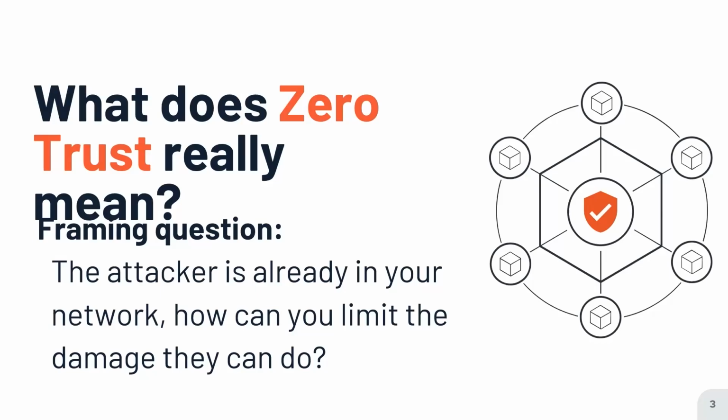So what does it really mean when we talk about zero trust? The framing question that I want to give y'all is: something in your network is already compromised. Given that, how do you limit the damage that an actor can do with that access? Right? The name of the game is really all about bounding attacks in space and in time so that we can mitigate the damage that somebody can do.